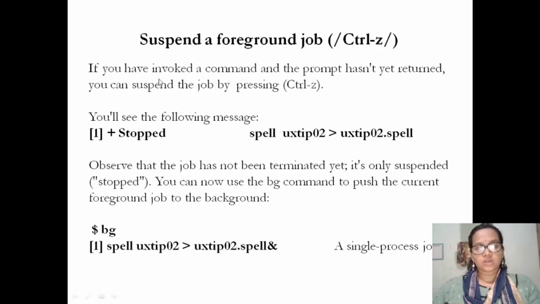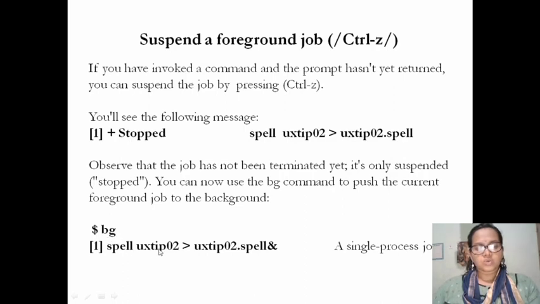At that time, when you feel that you have been stuck for a longer time, you can press Ctrl Z. You will get a message like this, 1 plus stopped. This is the last activity which you set, and that has been stopped. Observe that the job has not been terminated over here, okay? It is only suspended, that is stopped. You can use the BG command to push your current foreground job to the background, okay? So I will say BG. This is how your single process job will work.